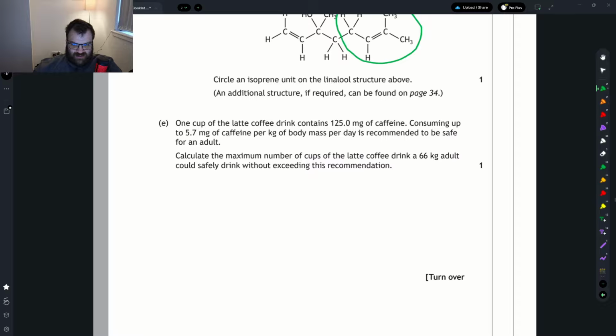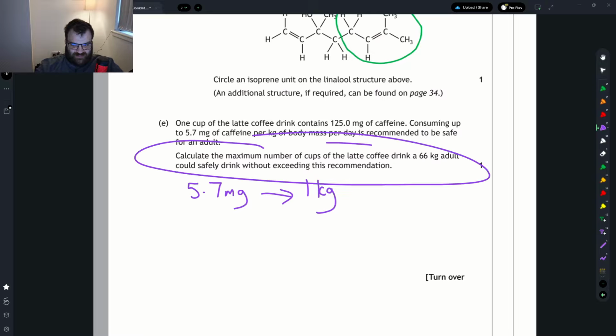Next one, we've got a little calculation dealing with milligrams per kilogram. So let's just take our time working our way through. This first bit is just my standard scaling, where 5.7 milligrams is for 1 kilogram. I was pausing there because it says per day. I don't see them saying anything about a day. I feel like maybe here they should have said per day. I'm going to just presume that.